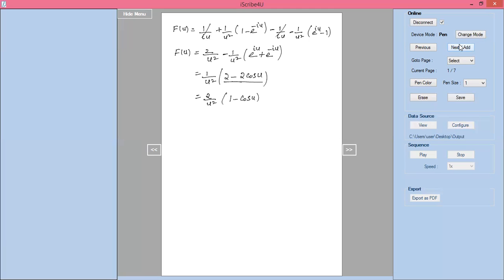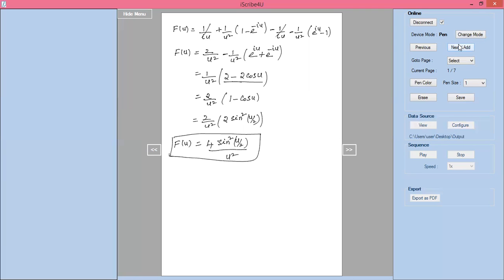1 minus cos theta is nothing but 2 sine square theta by 2. So that is nothing but 2 into sine square u by 2. Now this only I'll write: 4 by u square, 4 into sine square u by 2 divided by u square. This is f of u.